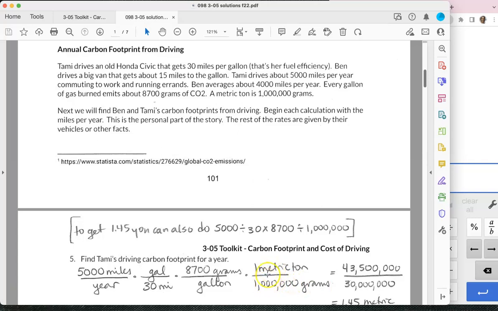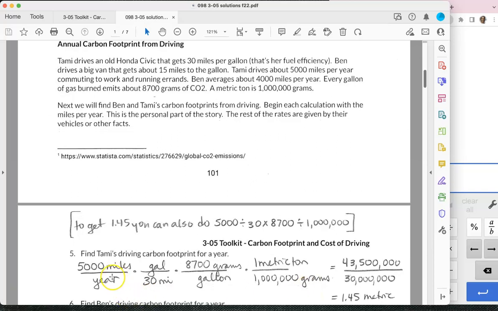This comes from the fact that a metric ton is 1,000 kilograms, and 1 kilogram is 1,000 grams. So 1,000 times 1,000 is 1,000,000, and to save time, we just remember that a metric ton is a megagram, or 1,000,000 grams.